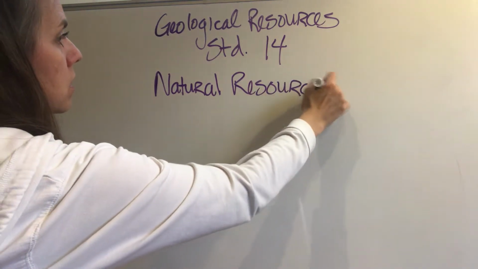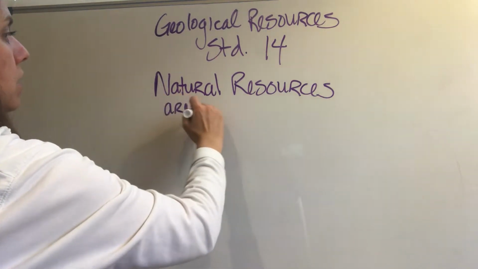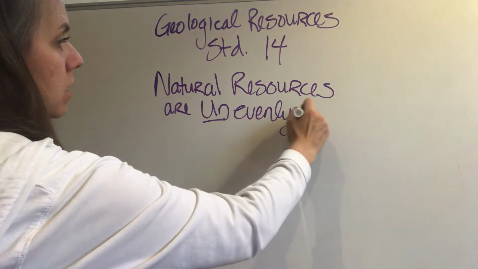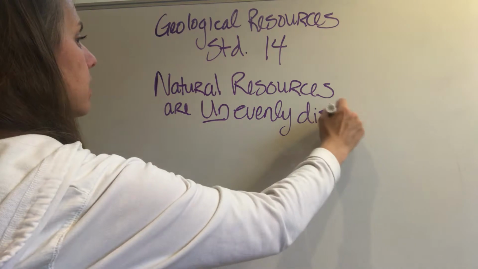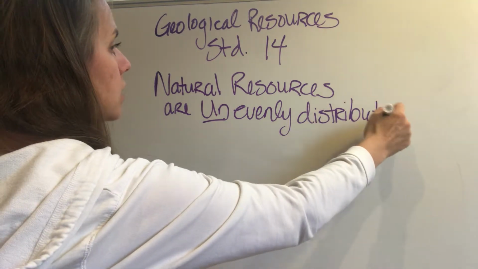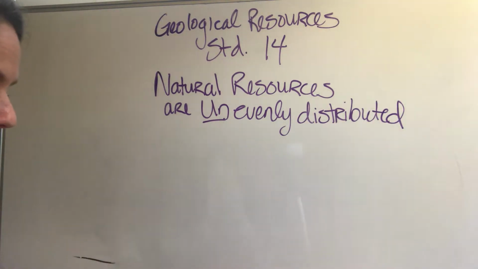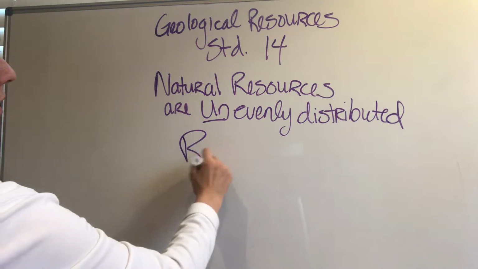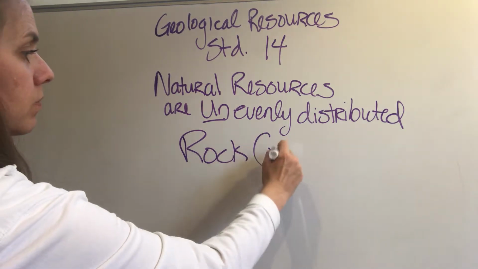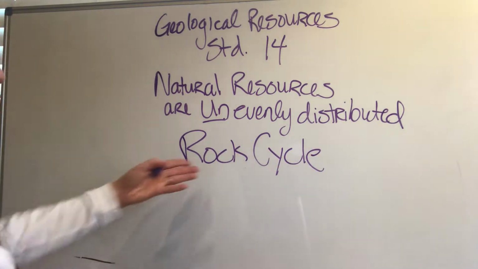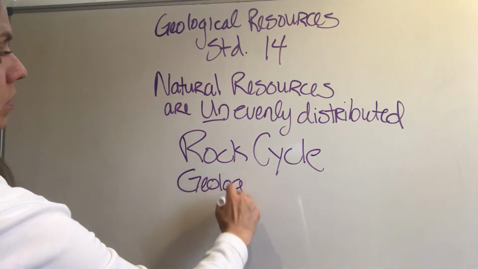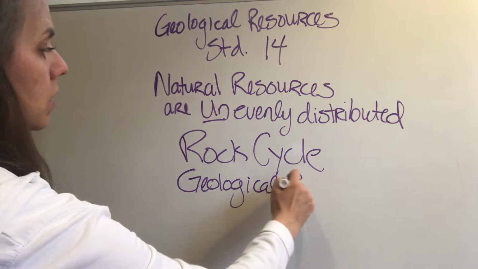So natural resources, the main point of this standard was natural resources are unevenly distributed across the Earth's surface. And the reason for that is because where the natural resources are is based on the rock cycle. So the rock cycle is geological processes.